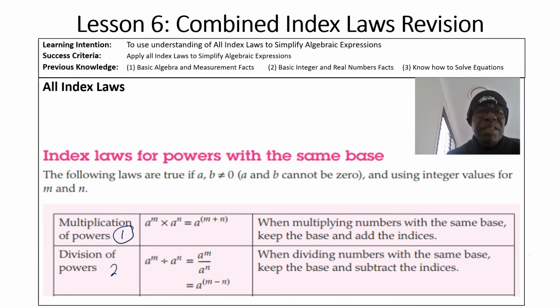Second law is division. A to the power of M divided by A to the power of N is simply A to the power M minus N. So when we are dividing with the same base, we subtract the indices. The first one, we add the indices. Second one, we subtract the indices.